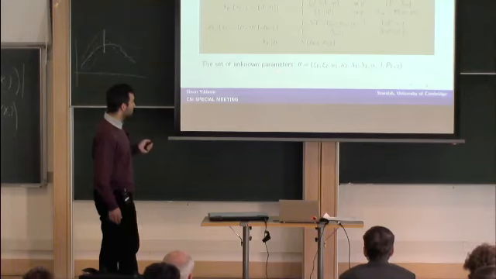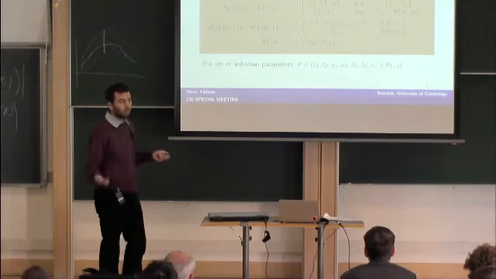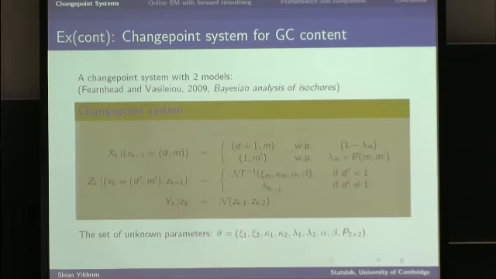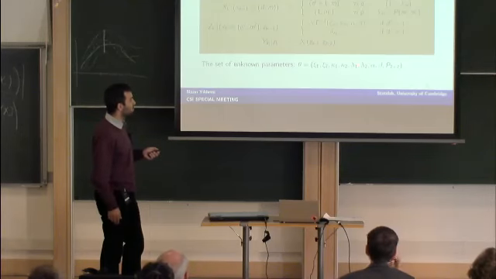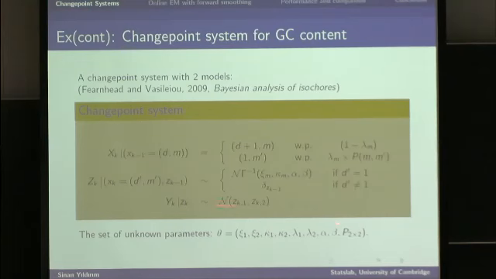And the set of unknown parameters, theta, is the mean of this inverse gamma distribution, say, the variance parameter. And this is the probability that a new segment starts when I am in model 1, and these are two common parameters, alpha and beta, and this is the row stochastic matrix that tells me about the transitions from one model to another.